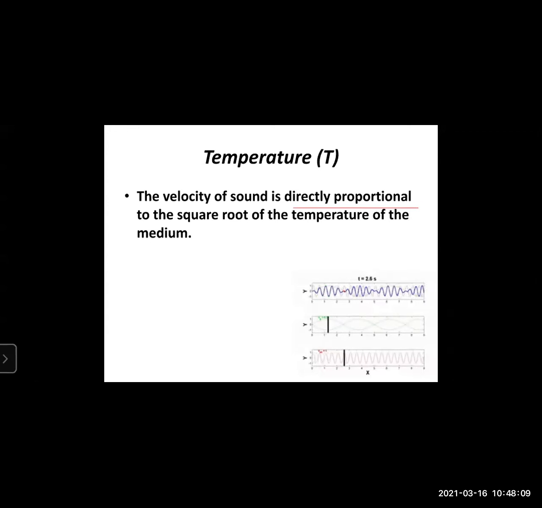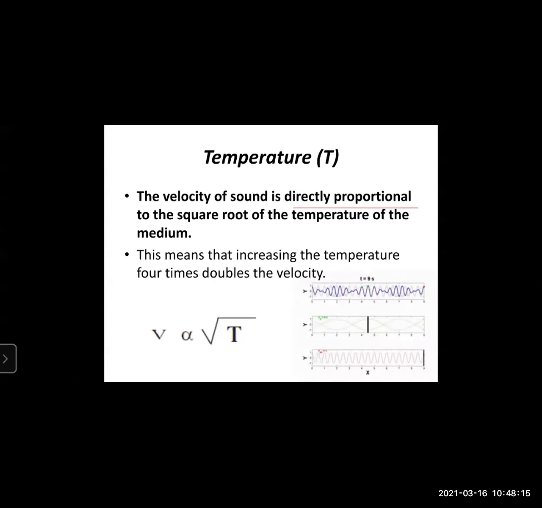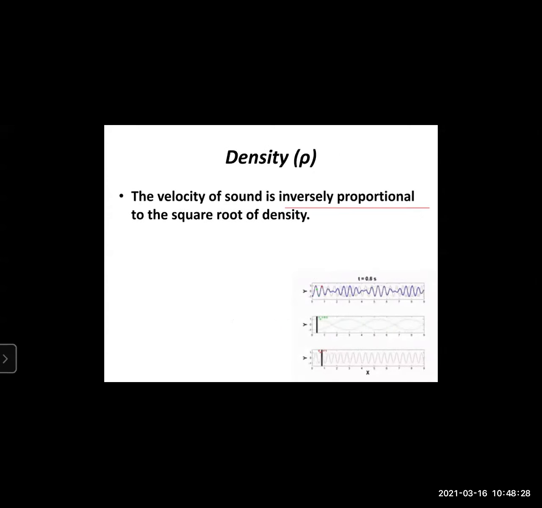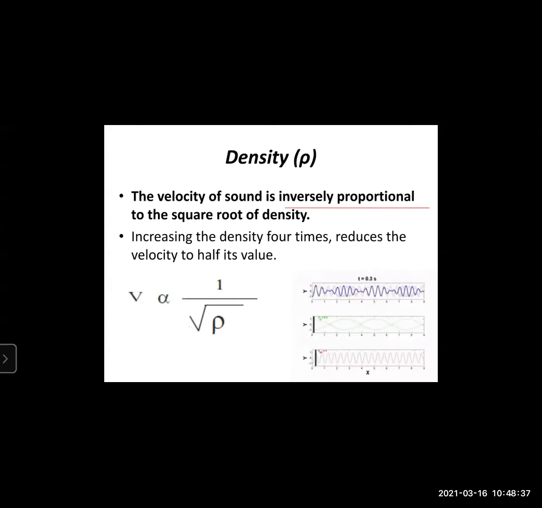How do these factors determine the velocity? The velocity of sound is directly proportional to the square root of the temperature of the medium. This means that increasing the temperature 4 times doubles the velocity, which is directly proportional to the square root of capital T. Now, second is density. The velocity of sound is inversely proportional to the square root of the density. This means that increasing the density 4 times reduces the velocity to half its value. So velocity is inversely proportional to the square root of density.